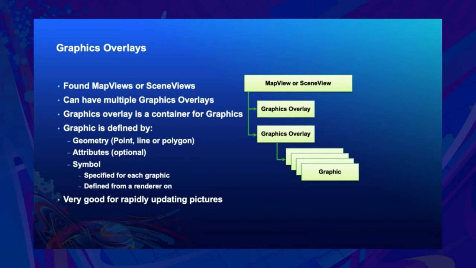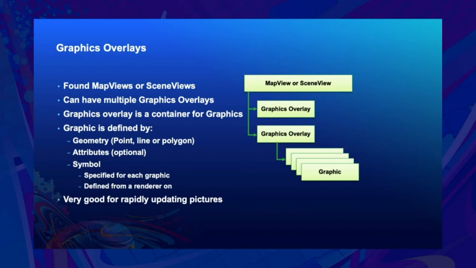Now the graphics overlay is effectively a container for your individual graphics, and you can define a graphic as having a geometry, point, line or a polygon, which you can see on the screen. Optionally it can have attributes associated with it, so text that may describe it. And then of course you've got your symbology that defines what it looks like, whether it's a green line or a blue line, for example.